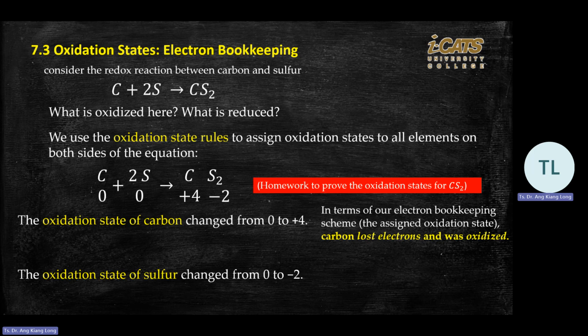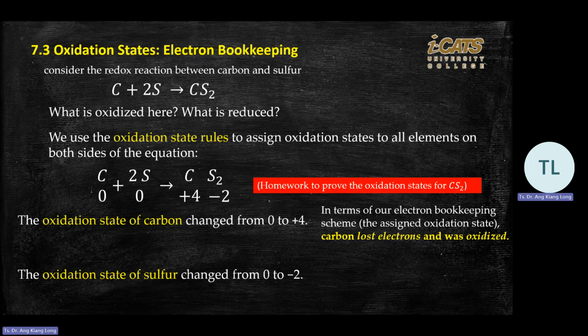Then you write another statement for another element. So if you have 3 elements, you need to write 3 statements. In this case, sulfur from 0 to +2. So then after that, you need to continue. What does this 0 to +4 mean? It means carbon lost electron and was oxidized.